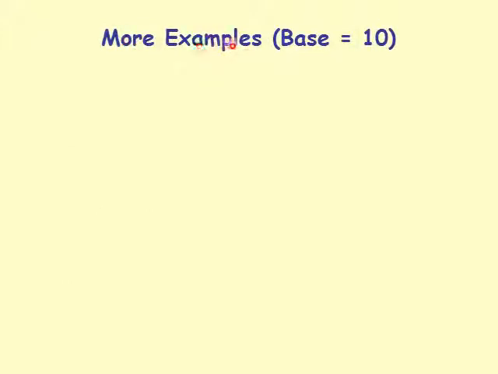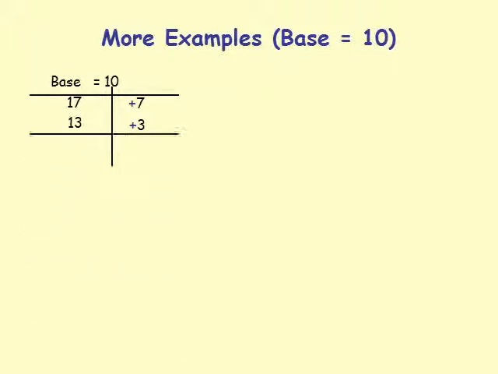Okay, let's do some more examples. This time we will use a base of 10. Last time we used the larger bases. So the numbers we are trying to multiply are 17 by 13, and the base we decided to use is 10. Let's find deviations now. First deviation plus 7, next deviation plus 3. 17 minus 10 is plus 7, and 13 minus 10 is plus 3.